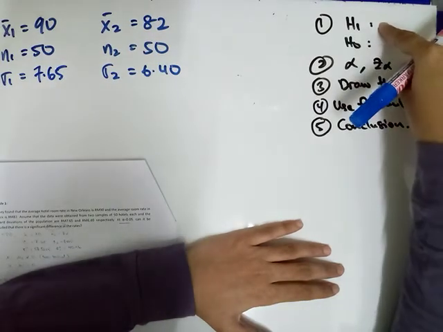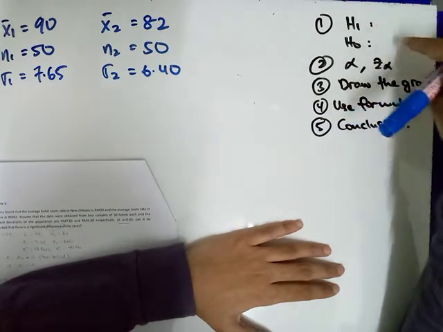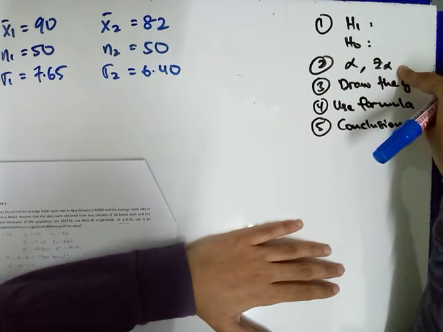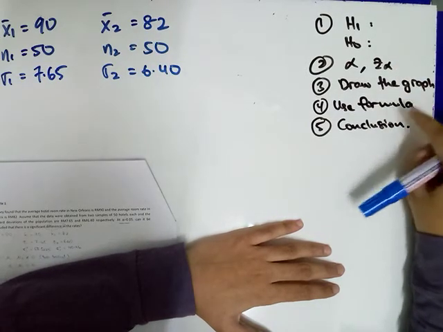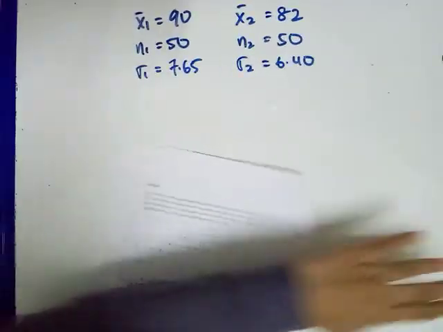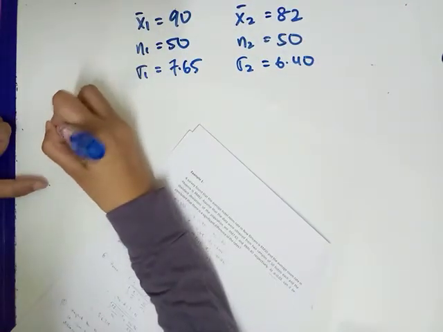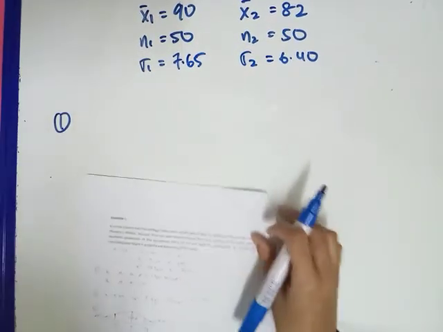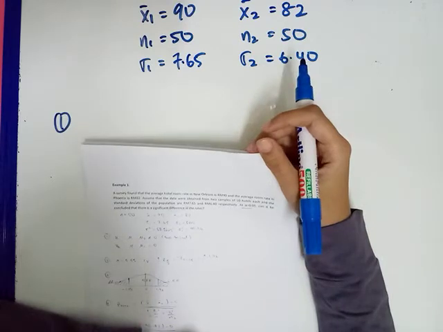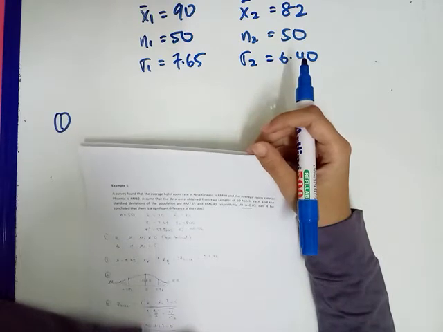Okay, first step, let H0 dengan H1, and then second step, state the alpha, and then find the critical value. Third step, draw the graph, and then use formula, and last one is conclusion. Okay, so the first step is, okay, apa yang dia claim kat situ? Okay, look at the last sentence. Can it be concluded that there is a significant difference in the rate?